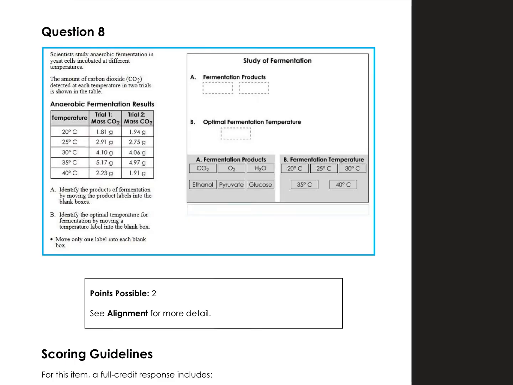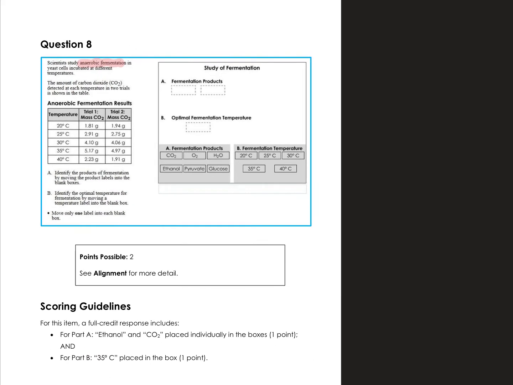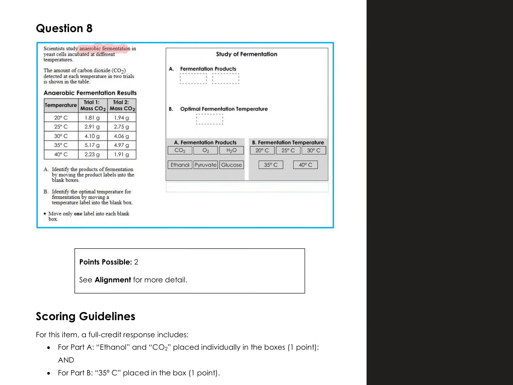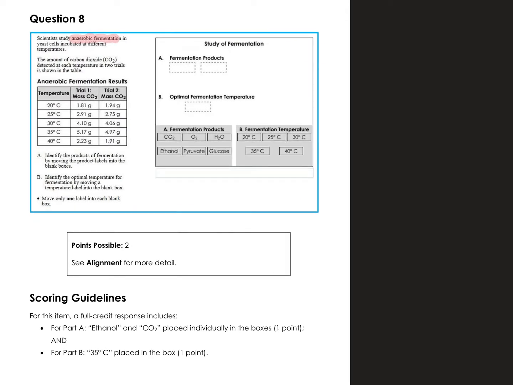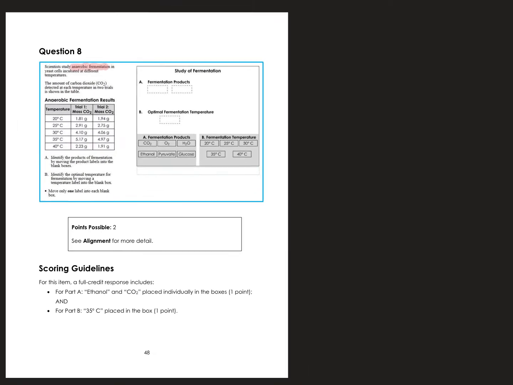Here's question 8. Scientists study anaerobic fermentation in yeast cells, incubated at different temperatures. Anaerobic, again, just means not using oxygen, and it's using fermentation. It's one of the ways that you can get ATP from sugar. And the amount of carbon dioxide detected at each temperature in 2 trials is shown in the table. As we discussed earlier, I'm going to go and review this.